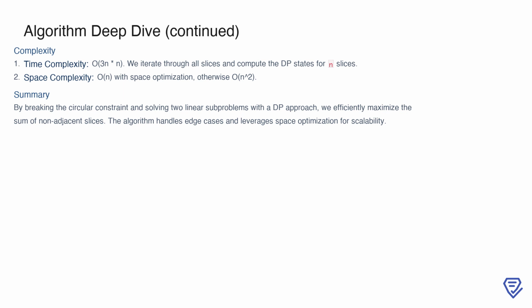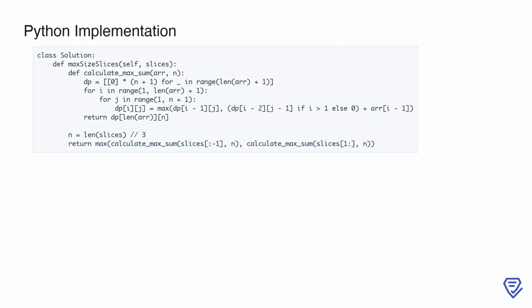This approach not only guarantees the maximum sum of non-adjacent slices but also ensures that the algorithm performs well across various edge cases, making it a robust and efficient solution to the problem. This solution addresses LeetCode problem number 1388, pizza with 3n slices. The problem involves selecting n slices from a circular array of 3n slices to maximize their sum without selecting adjacent slices.